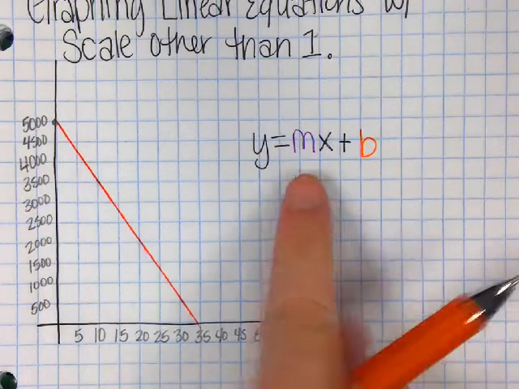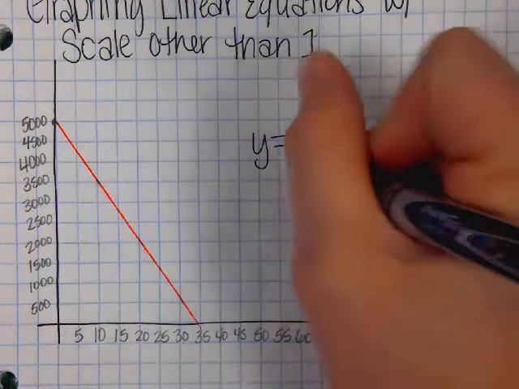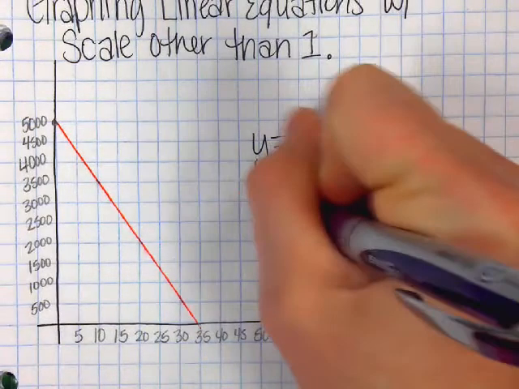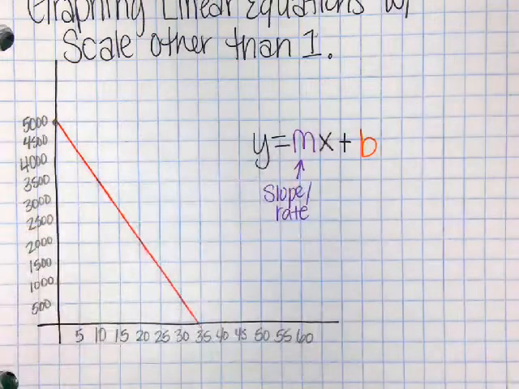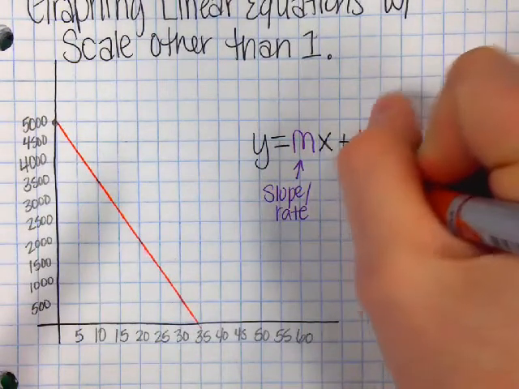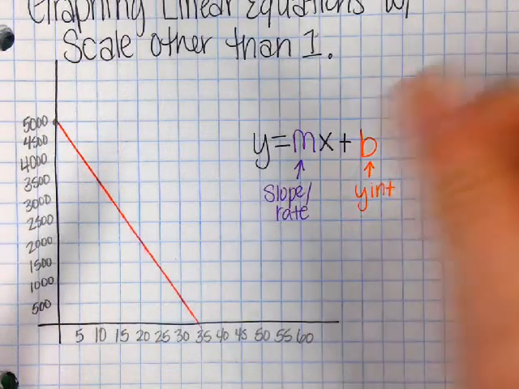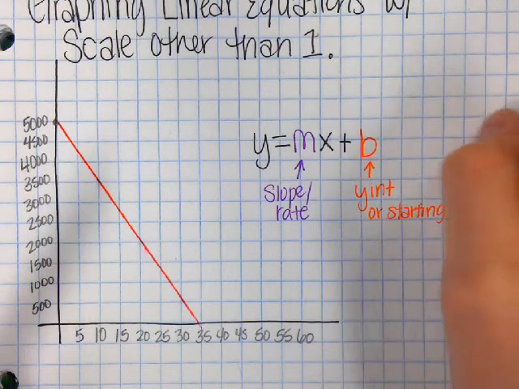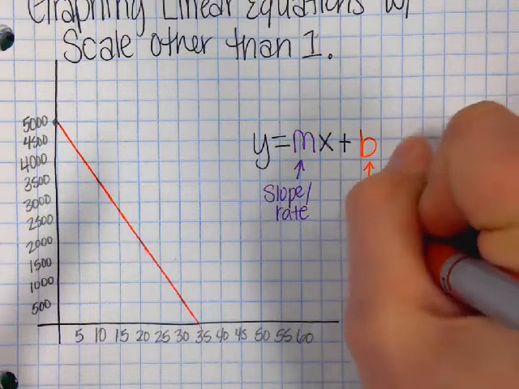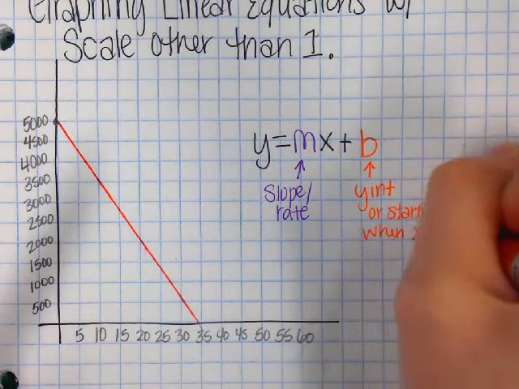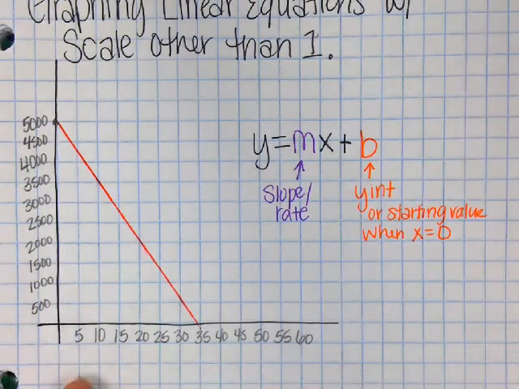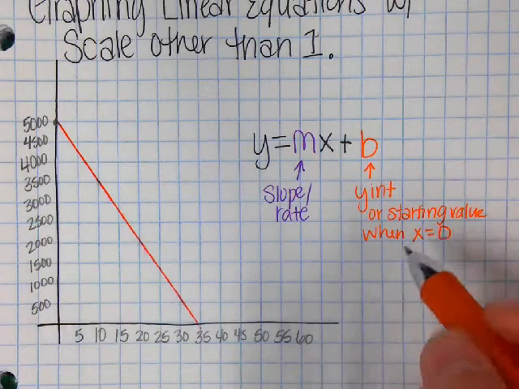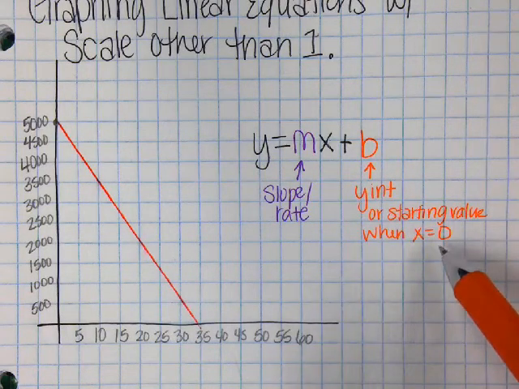Remember, the slope always goes with m, the slope or the rate of change. And then the b is the y-intercept, or starting value, when x equals 0. When 0 time has passed, whatever your independent variable is, it's 0 of it.